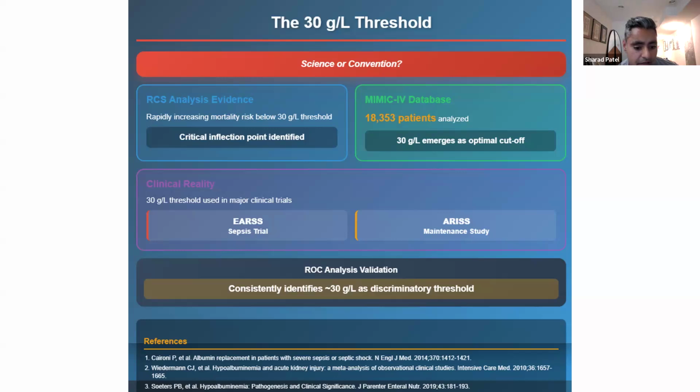If you were to look at a mortality curve, you might see rising mortality as it approaches 30, but there's an exponential increase at the 30 level. The MIMIC-4 database, which looked at 18,000 patients, found that 30 grams per liter is also the best cutoff. The EARS sepsis trial and the ARIS maintenance study, which I'll talk about a little bit, both use 30 grams per liter as the threshold. The RLC analysis noted an RLC around 0.78 to 0.8 as a prediction of mortality when albumin is less than 30 grams per liter.